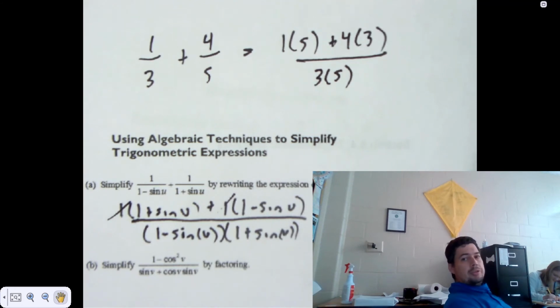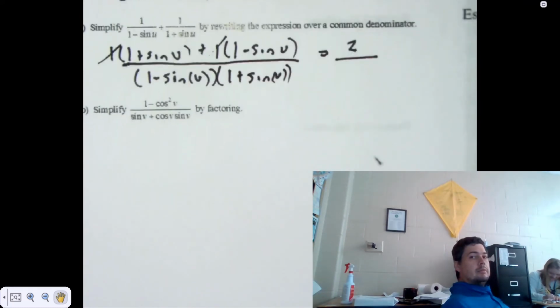If you're at home watching the video, why don't you try to FOIL it instead of fast forwarding it? Because that's what you're going to do. That's what I would do.